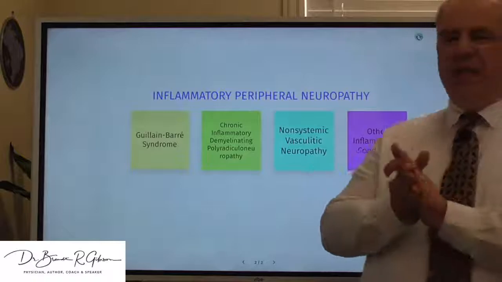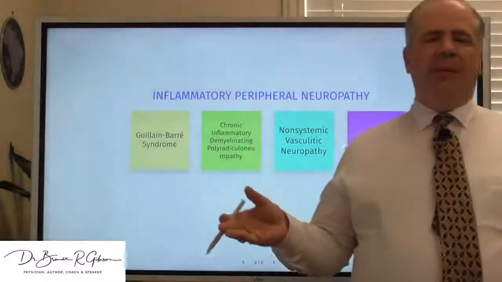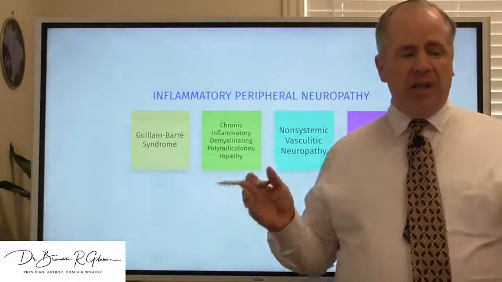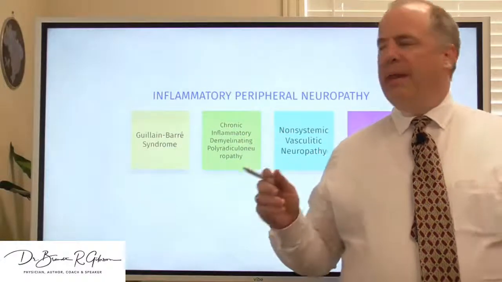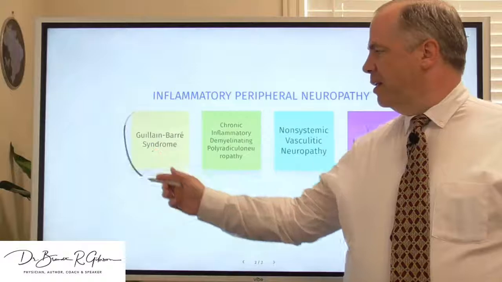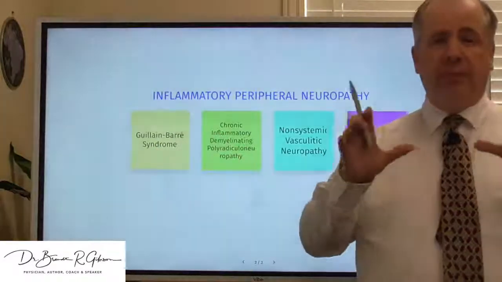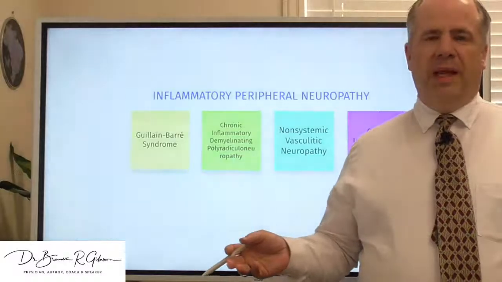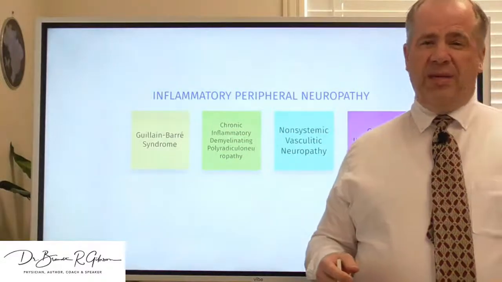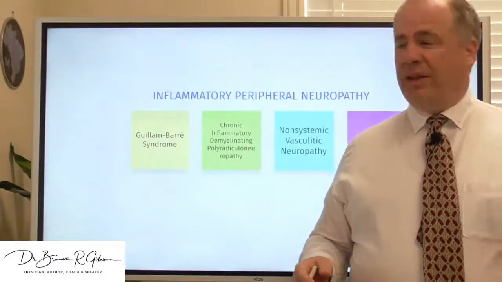So the first is Guillain-Barre Syndrome. We've talked about Guillain-Barre Syndrome in some of these videos, and it's one of those that has more of an acute polyneuropathy that causes the inflammatory type peripheral neuropathy. And Guillain-Barre Syndrome, being a genetic problem, can cause an inflammatory peripheral neuropathy.